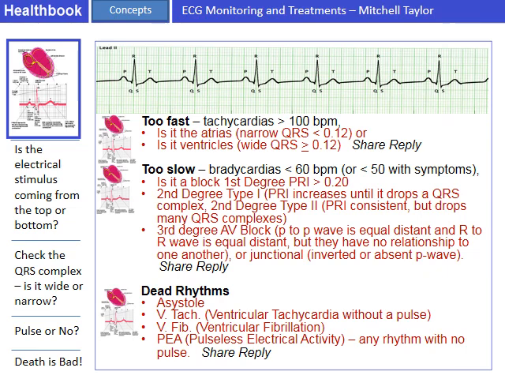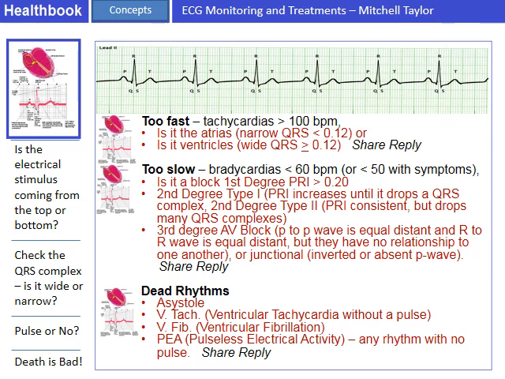It doesn't list out all the atrial rhythms. We'll get into that in the next section. It doesn't list the ventricular rhythms. It does list the blocks and the dead rhythms, and then we'll get into each one of these and look at them and show our interpretation.